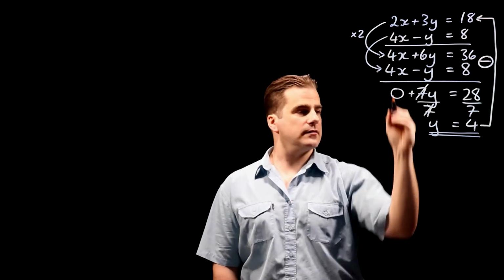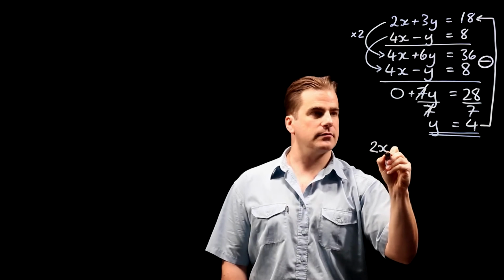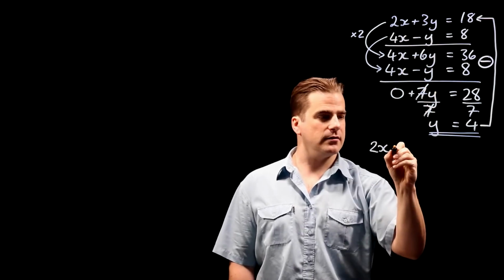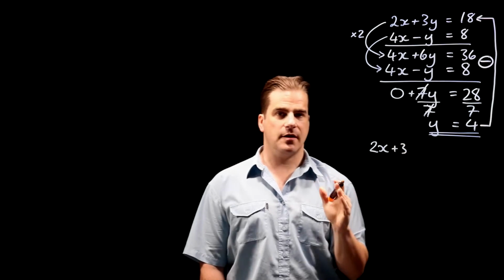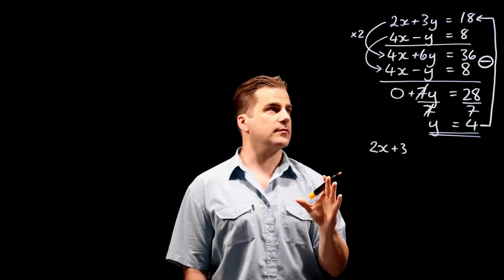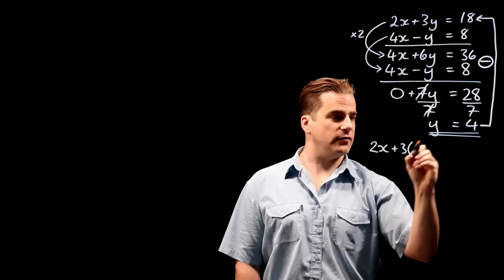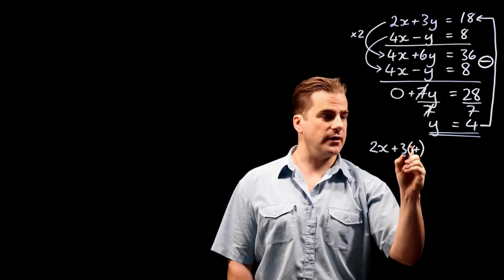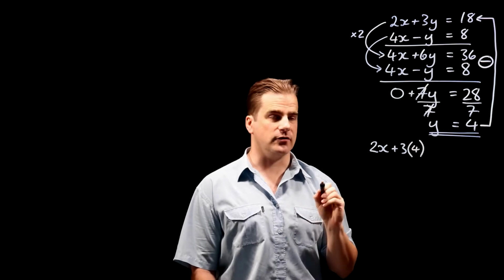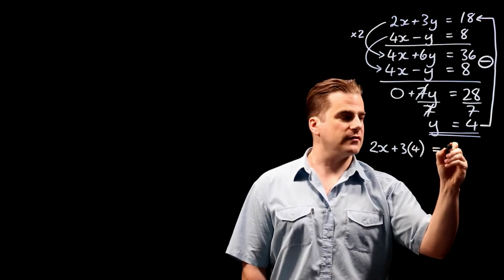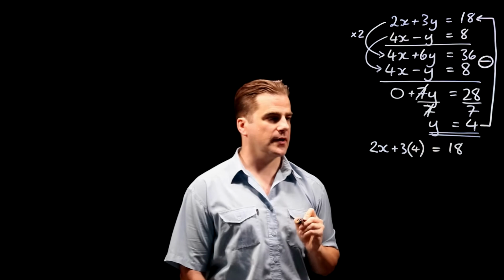So what do we get? We get 2x plus 3y. When subbing in, always use brackets. So brackets for the y is 4. 3y, do it like that. Always use brackets. Equals 18.